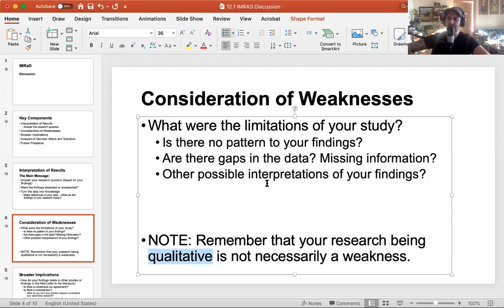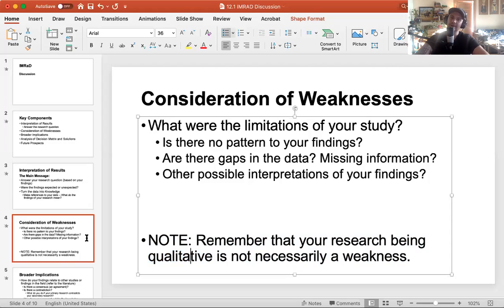It shouldn't be discriminated against based off of what it is. Does that make sense? So it is supposed to be qualitative research. Qualitative research is supposed to be qualitative, right? It's not supposed to be quantitative. And so saying our research has a weakness because it's qualitative doesn't quite fit, right?